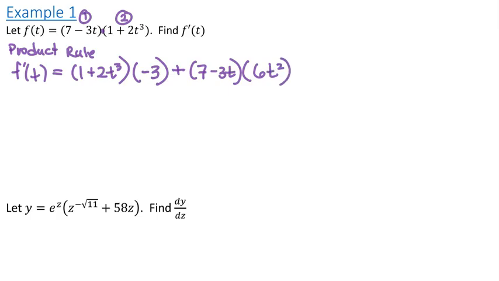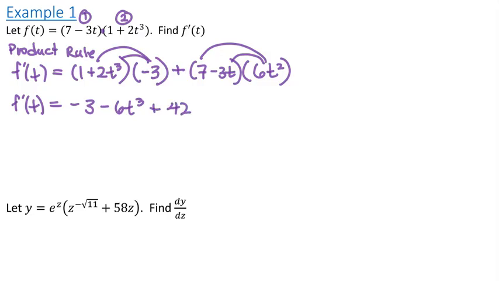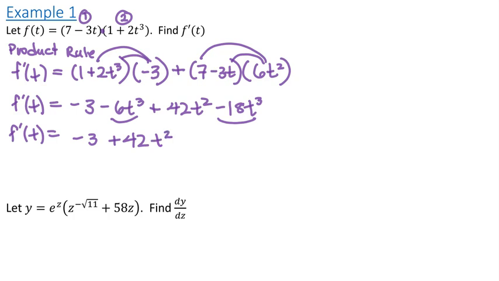And then you should simplify your answers, so I'm going to go ahead and distribute this through. And I'm going to distribute the 6t squared through, and I end up with f prime is equal to negative 3 minus 6t cubed, and then plus 42t squared minus 18t cubed. And then I can actually go one more step because I ended up with 2 t cubed terms, so I can combine like terms, and my final answer will be negative 3 plus 42t squared, and then it's minus 24t cubed. Okay, so that is with the product rule.